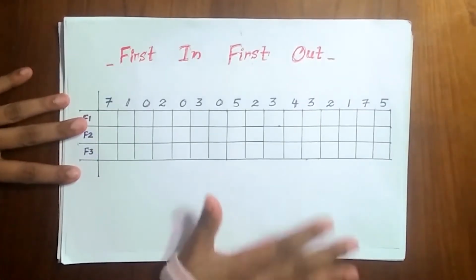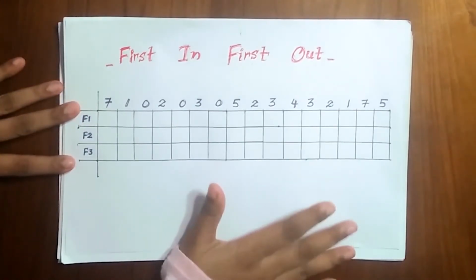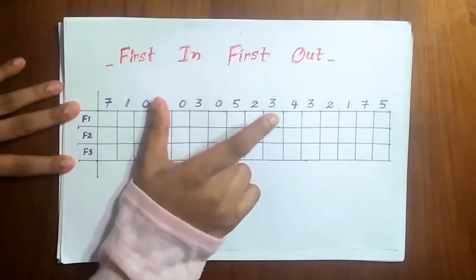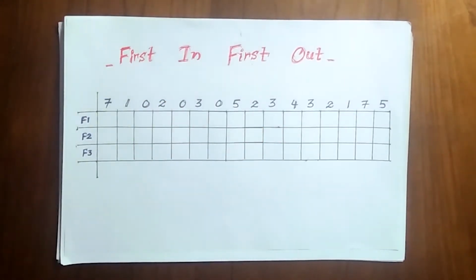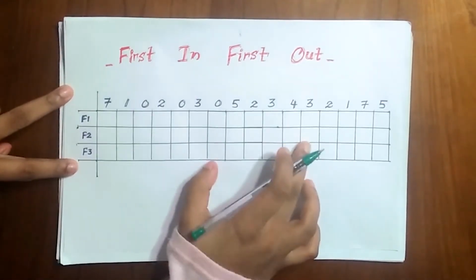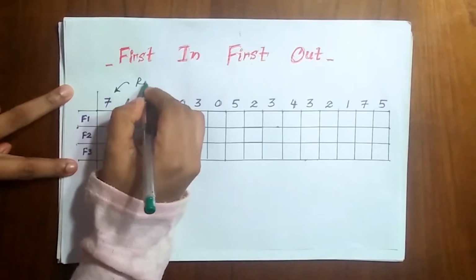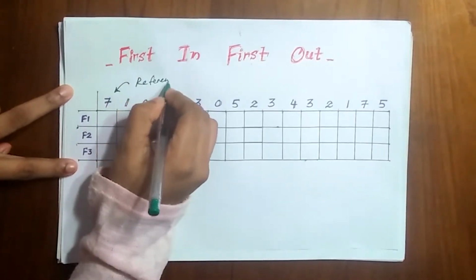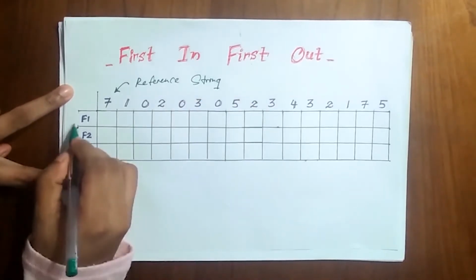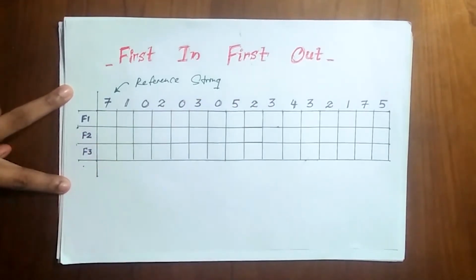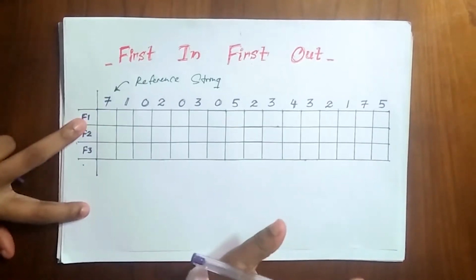Hello friends, I'm here with the second video of the page replacement algorithm series, and it is first in, first out. As I told in the previous video, I have used the same example. This is the reference string and we have 3 frames. So what happens in FIFO?